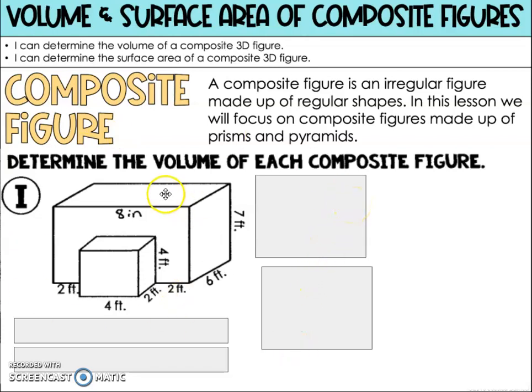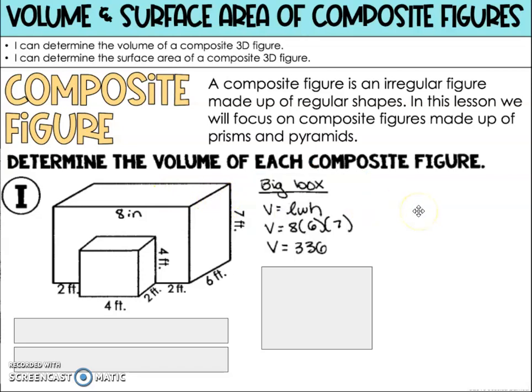So for this first shape here, we have a bigger box in the back, and with our big box, we're just finding the volume by doing the length times the width times the height. We find the length by looking across our length down below. I see that this little piece is 2, this piece is 4, and this other piece is 2, which means this entire thing is 8. And we get the volume of the big box to be 336.